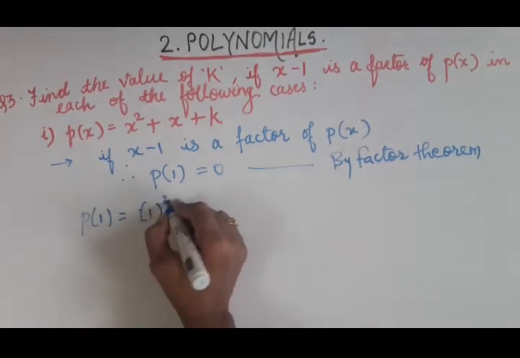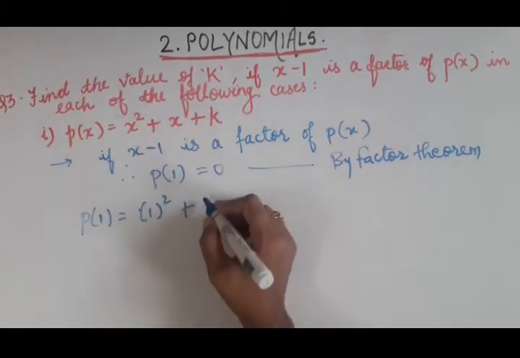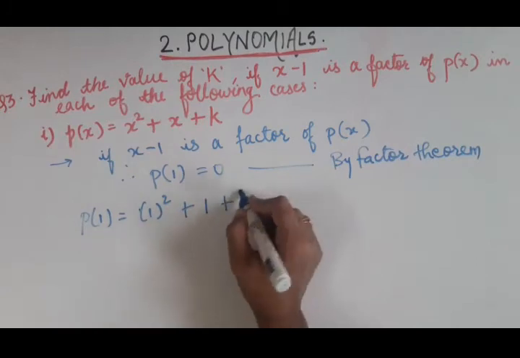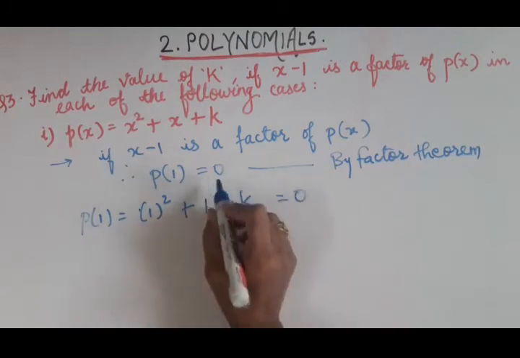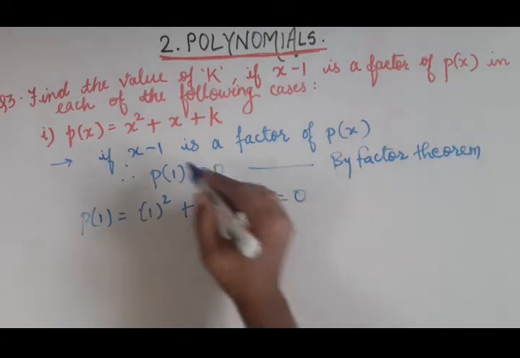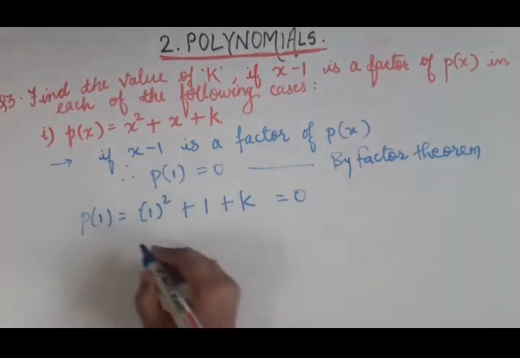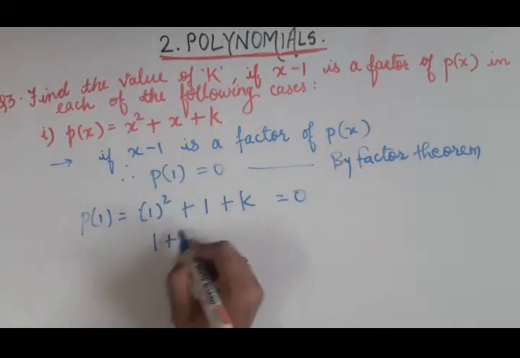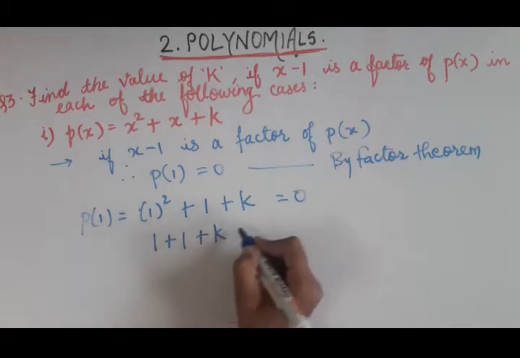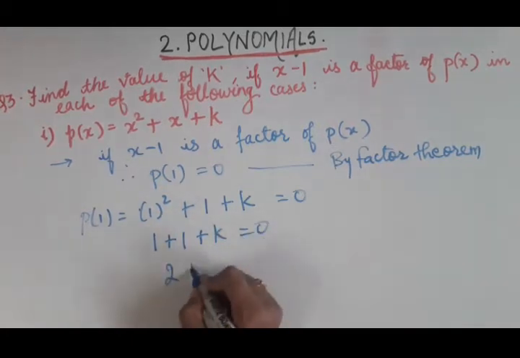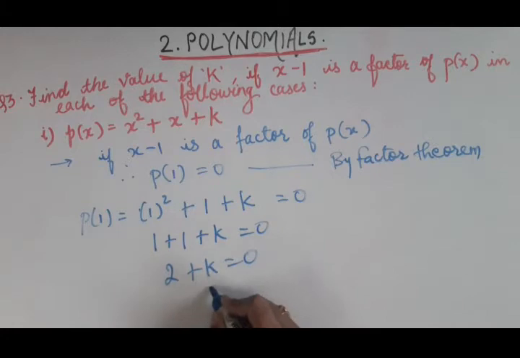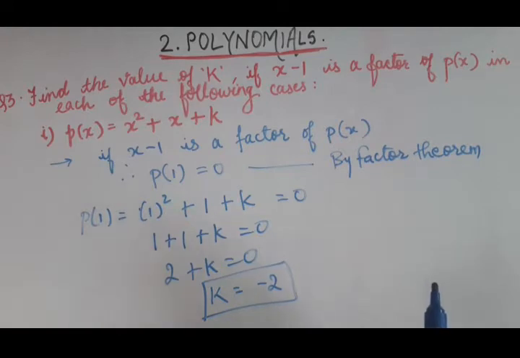1 square, x square will be 1 square, plus x, that means plus 1, plus k equal to 0. We know it is going to be 0 by the factor theorem, right? Because x minus 1 is a factor of this polynomial. So 1 square is 1, plus 1, plus k equal to 0. So 2 plus k equal to 0 and your k is going to be minus 2. So this is the final answer, k is equal to minus 2. So same way we are going to solve the rest of the questions.